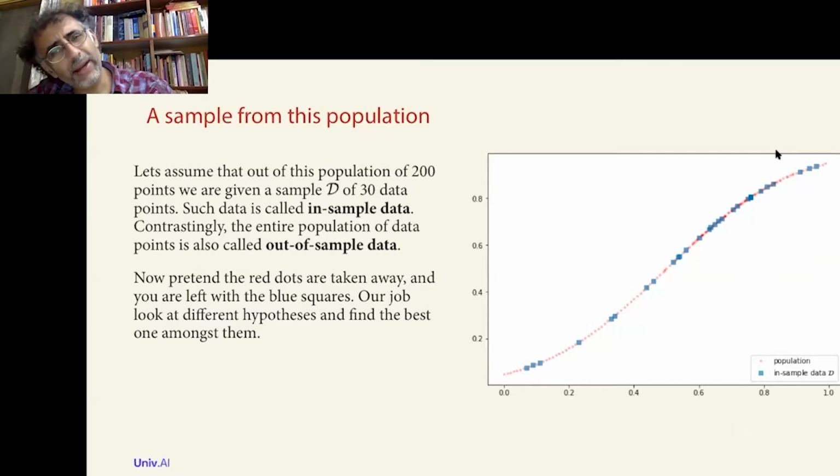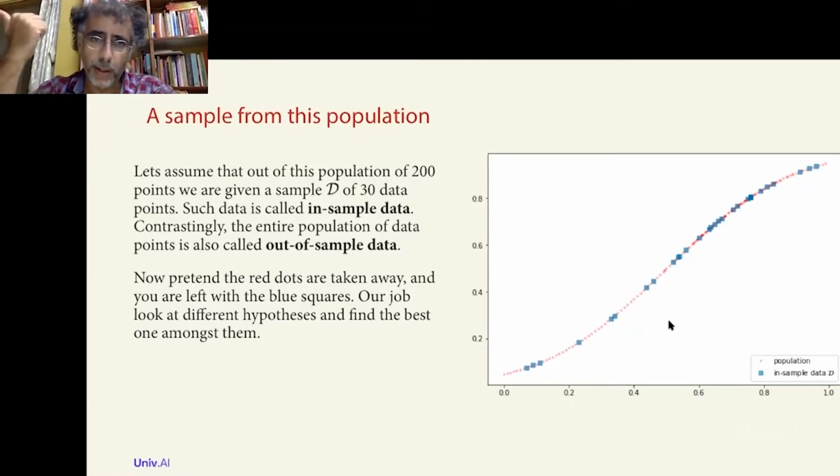Now pretend these red dots are taken away. So we're not told anything about the population, or about this generating function. I haven't told you how I generated this curve. It's some curve, and I'm not going to tell you how I generated it. You don't know about it, and you're only left with the blue squares. The red stuff is gone. Now your job is to look at these different hypotheses belonging to these different hypothesis sets: straight lines, cubics, quartics, quintics, 20th order polynomials, 30th order polynomials, 100th order polynomials, and see which one of these does the best job. That's your task.